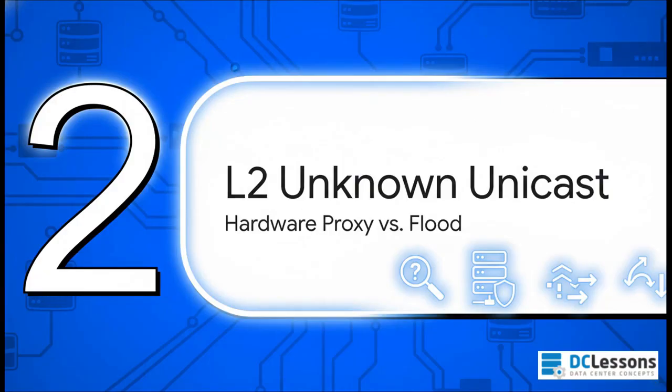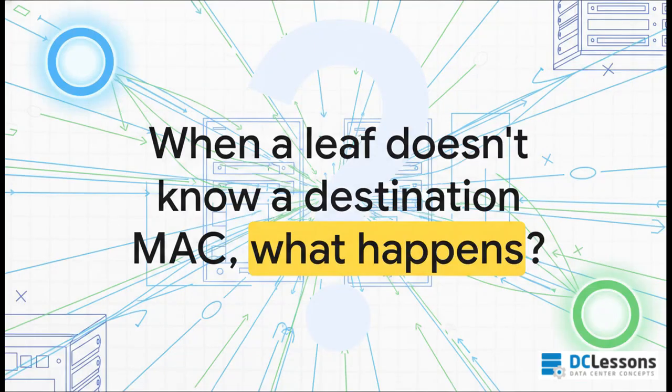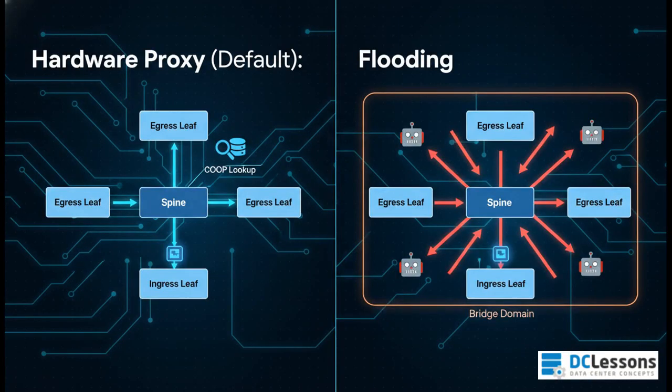All right, let's tackle our first huge decision. Picture this. A packet shows up at a leaf switch, and that leaf has absolutely no idea where the destination MAC address lives. What happens next? Well, that's what the L2 unknown unicast setting is all about. And this is a really crucial question, because the answer directly affects how efficient your network is and how well it plays with other older networks. The choice you make here is a trade-off between keeping your network quiet by minimizing floods or ensuring compatibility with everything else out there. So ACI gives us two main options here.